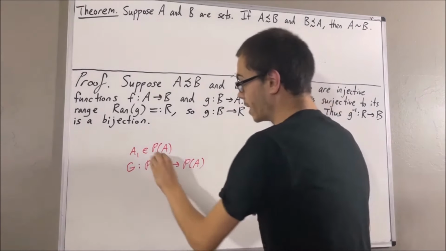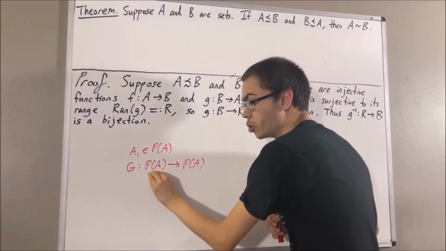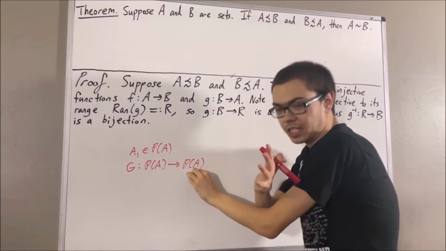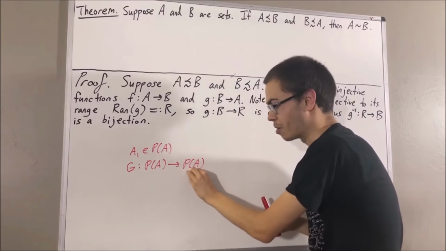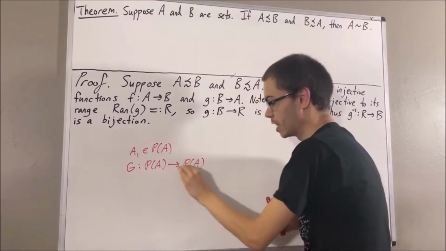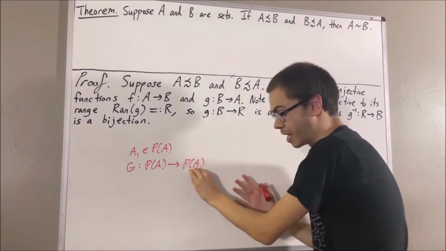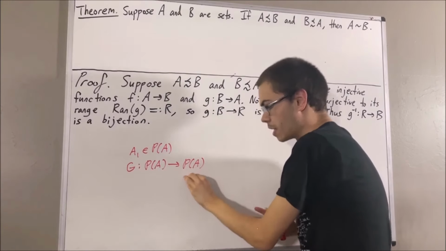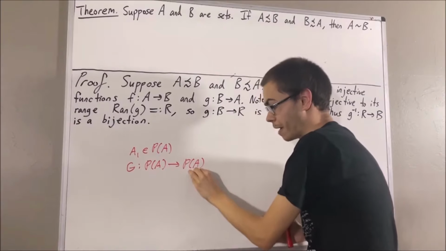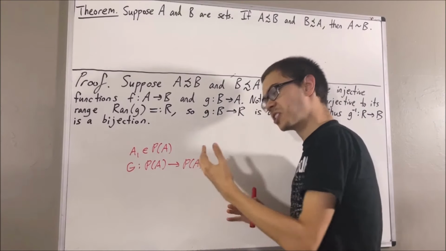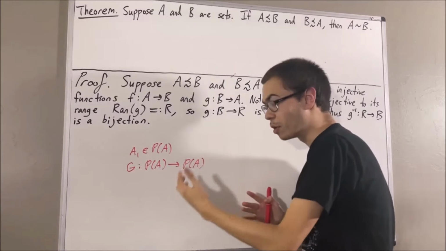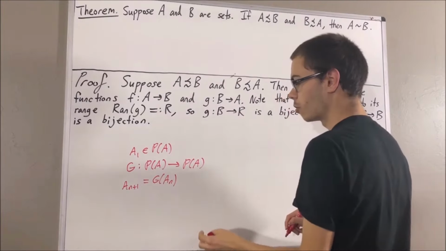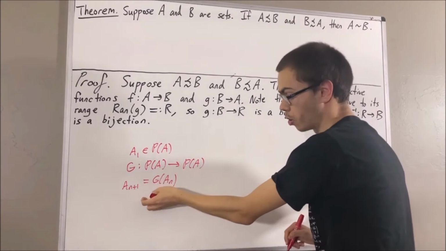As you can imagine, we can take A1 and send it into the function g, and we will get an output value. We'll call that output value A2. Well, since A2 is an element of the power set of A, we can send A2 into the function g, get an output value. I'll call that A3. We can send A3 into the function g, we get an output value of A4, send that into the function g, get an output value of A5, and so on and so forth. So, in general, we're going to have that An plus 1 equals g of An. Right, so this is the general structure of our recursive sequence.